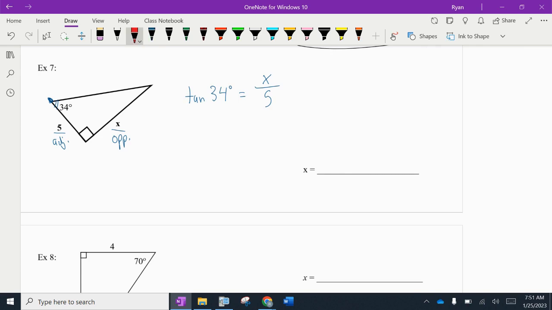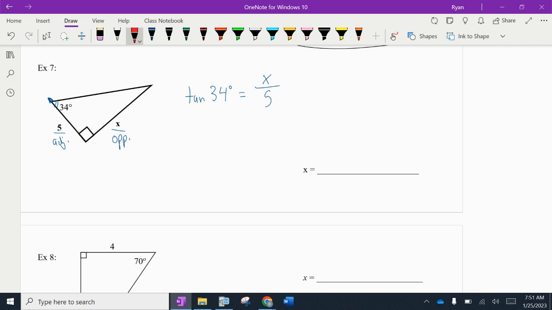And now I have to think algebraically again. Unlike the previous ones where we were trying to find angles and we took trig inverses, this time we know the angle. So I'm not taking a tangent inverse of anything. This tangent of 34 is actually a number. I could type it into my calculator. It is a value. No, I've got to think algebraically.